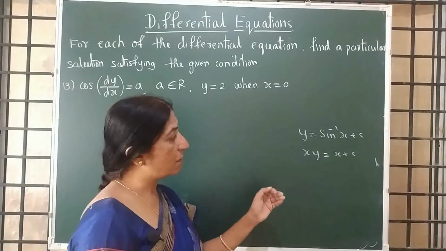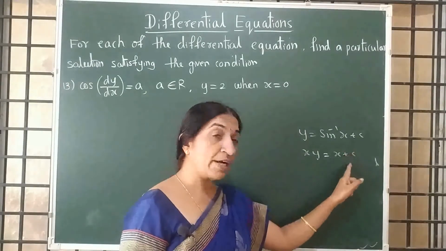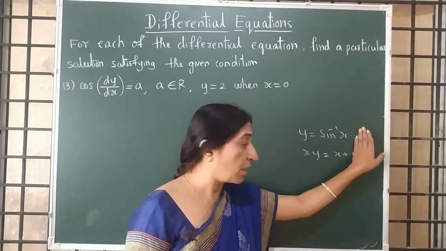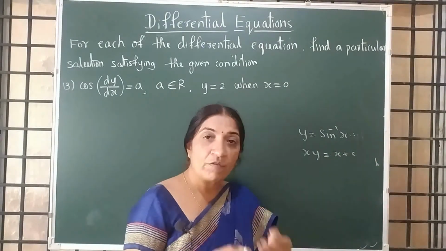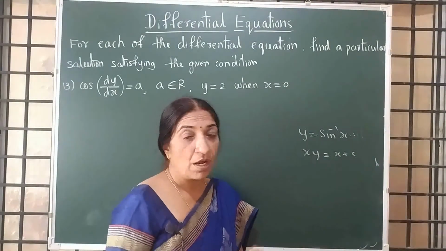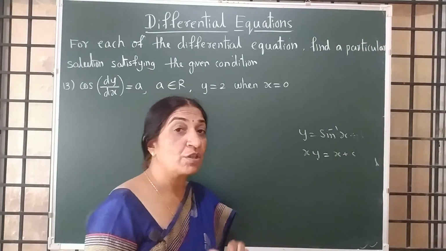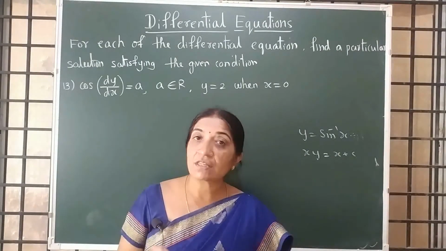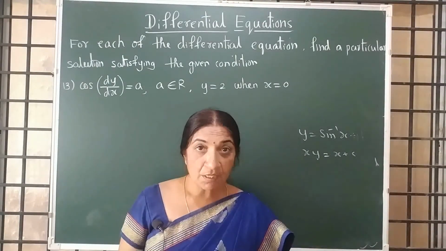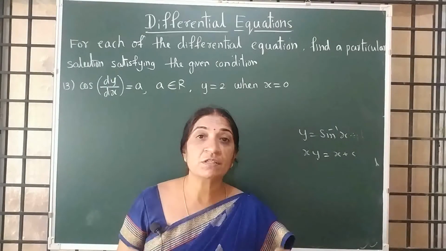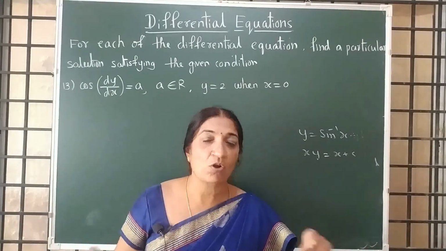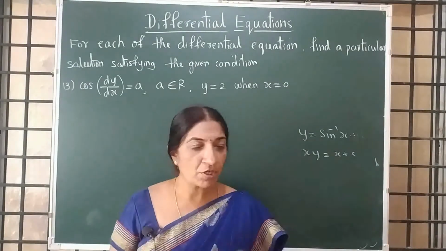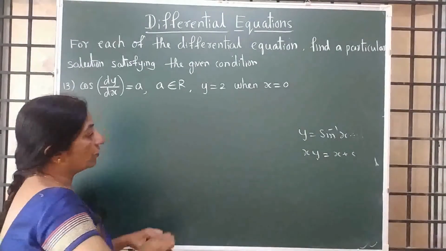And particular solution means we don't have to write this integral constant. We have to remove it. Remove means don't rub it like this. We have to solve and find that value. And after finding the value, we have to substitute. That's why we are writing a solution which is free from constant. The solution which is free from arbitrary constant is called particular solution. Understood? So see the problem.